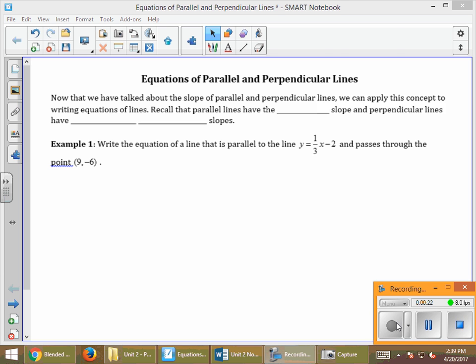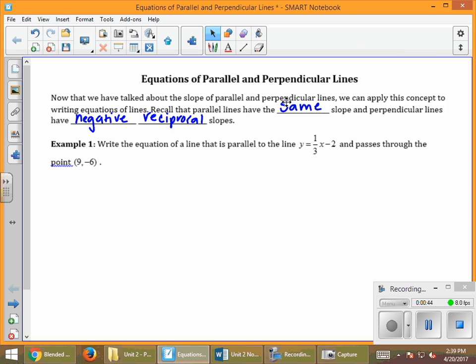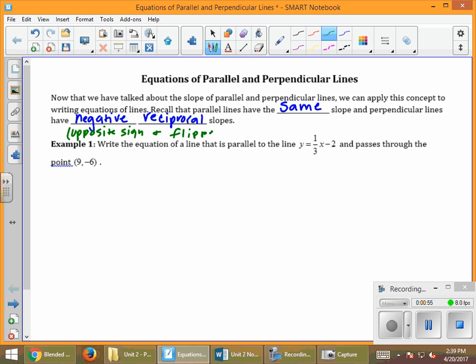Recall from those last two lessons that parallel lines have the same slope, and perpendicular lines have negative reciprocal slopes, which is a fancy way of saying opposite sign and flip the fraction. That's what that means. Change the sign plus flip the fraction.